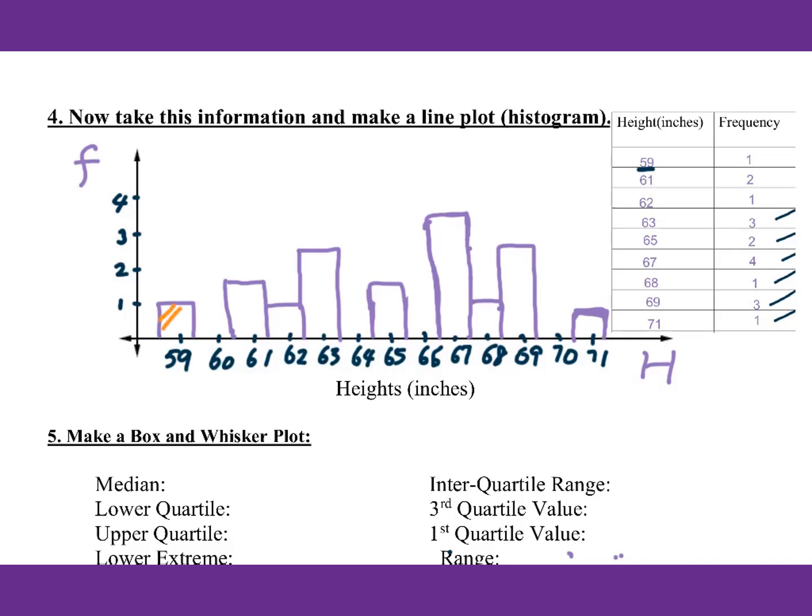Then you can shade it like this. Since this is discrete data, the bars are not always connected to each other. That's it. Make sure you have the same scale, and like 61, 62, 63, it's connected.